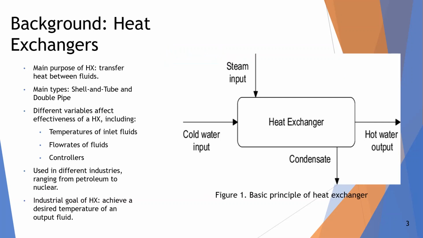The main purpose of heat exchangers is to transfer heat between fluids. The main types that can be found in industry include shell and tube and double pipe. Different variables affect the effectiveness of these heat exchangers, including the temperatures of inlet fluids, the flow rates of the fluids, as well as the controllers used. These can be found in different industries ranging from petroleum to nuclear, and the goal of using these in industries is to achieve the desired temperature of an output fluid.